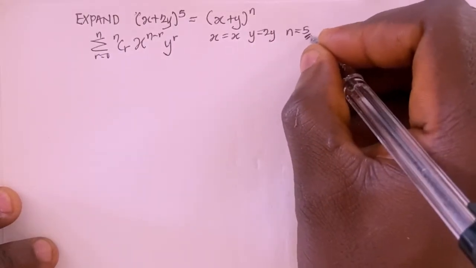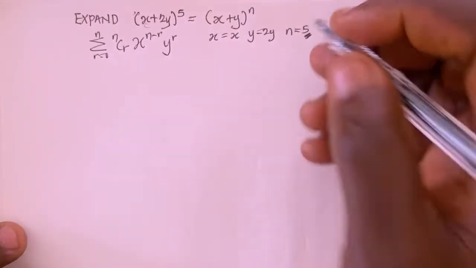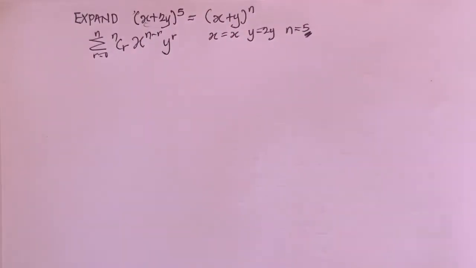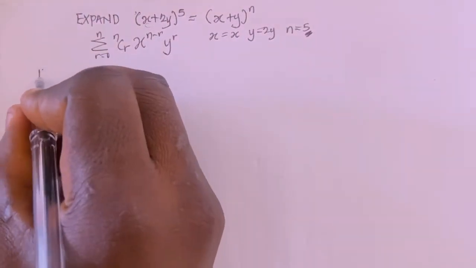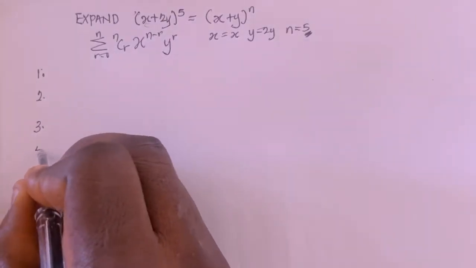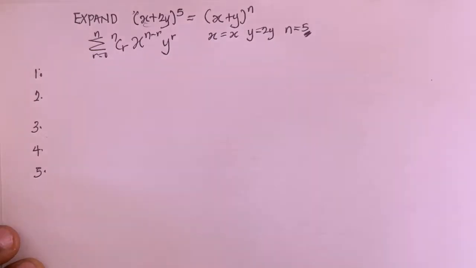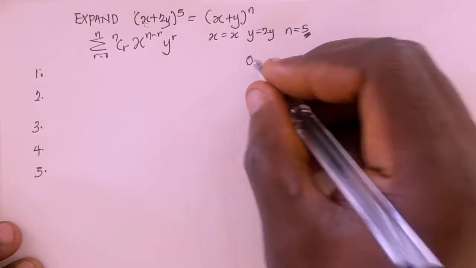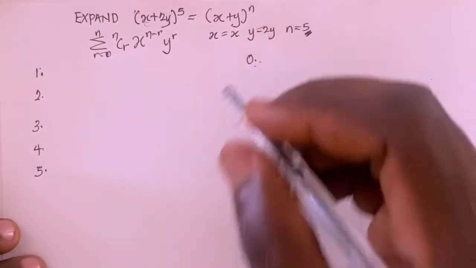Since the power of this expression is 5, I'm going to divide it into 5 places. The first one I'm going to extend as 1, the second term as 2, the third term, fourth term, and also fifth term. I'm going to represent it like this. Now, I think it starts from the 0th term. Exactly, it starts from 0 because r starts from 0. So let's start from the 0th term now.